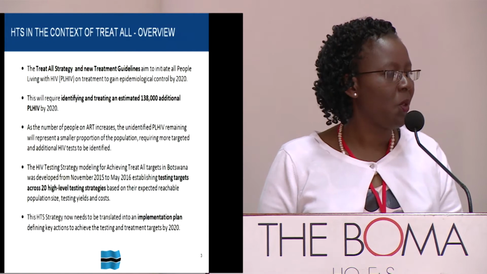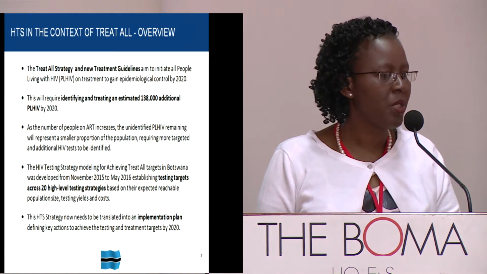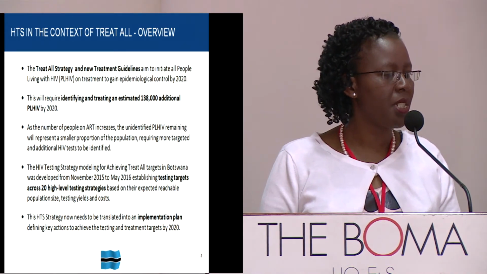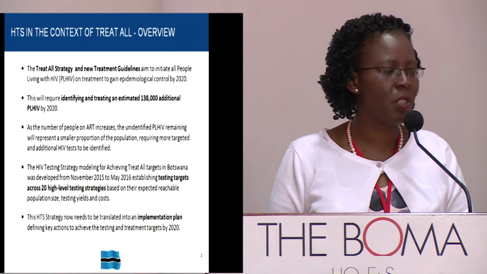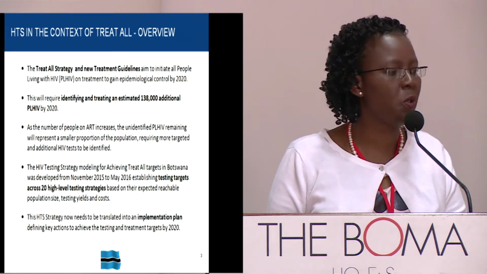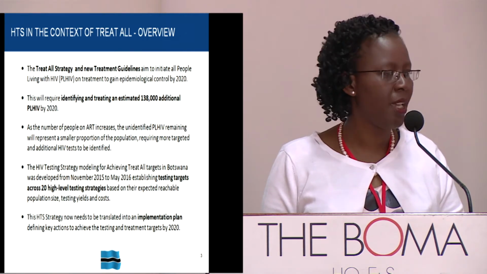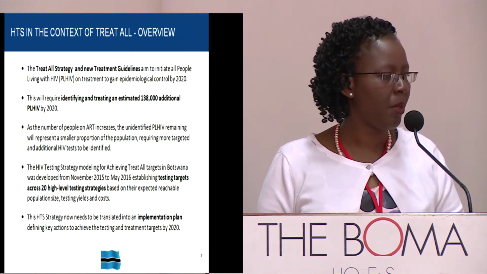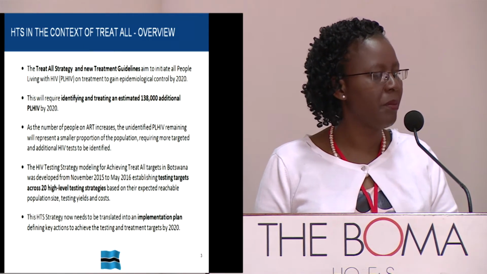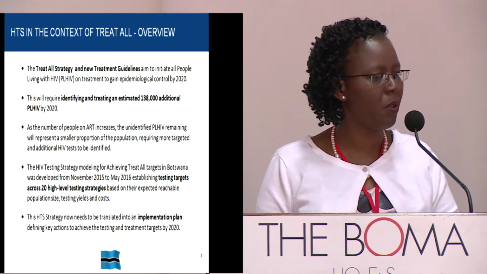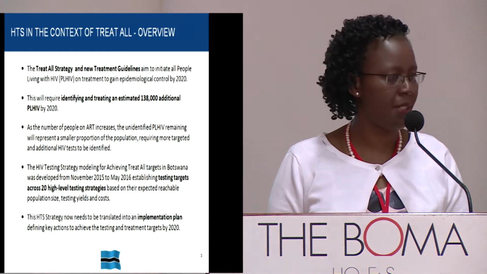So in Botswana, the Treat All strategy was launched in June last year, and the aim was to initiate all people living with HIV on treatment to gain epidemiological control by 2020. So this Treat All strategy meant to us that we were going to be required to identify more additional people living with HIV/AIDS, at least by 2020. So as the number of people on ART increases, the unidentified people living with HIV remaining will represent a smaller proportion of the population and hence require more targeted and additional HIV tests.